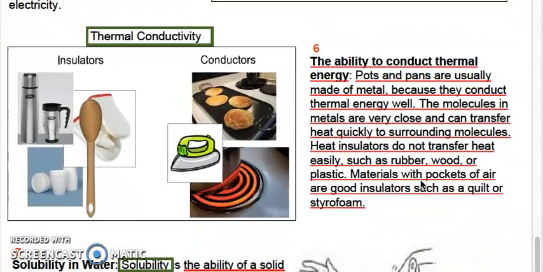Paragraph 6, this is thermal conductivity. The ability to conduct thermal energy. Pots and pans are usually made of metal because they conduct thermal energy well. The molecules in metals are very close and can transfer heat quickly to surrounding molecules. Heat insulators do not transfer heat easily, such as rubber, wood, or plastic. Materials with pockets of air are good insulators, such as a quilt or styrofoam.